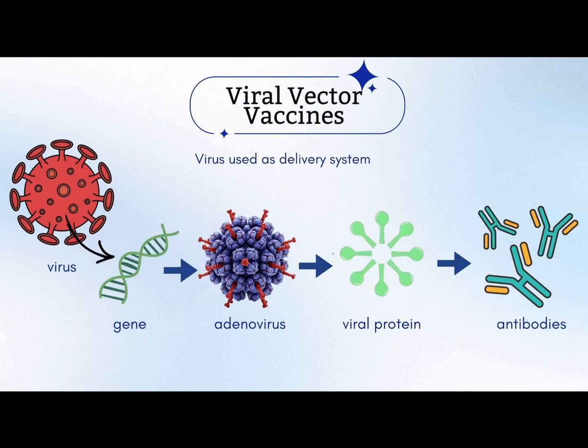Viral vector vaccines use a genetically modified adenovirus to deliver the antigen gene into human cells. The adenovirus is replication defective, so it cannot cause disease. Once inside the cell, the gene is transcribed into mRNA and translated into a viral antigen protein. This antigen is recognized by T cells, which activate B cells to produce specific antibodies and immune memory. As a result, viral vector vaccines stimulate both cell-mediated and antibody-mediated immunity without infection.